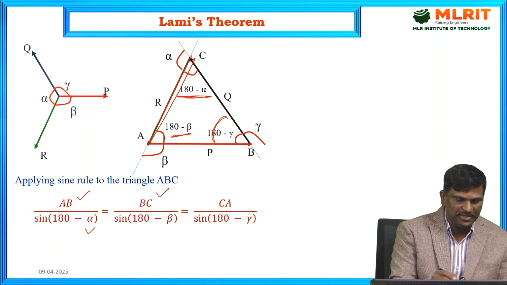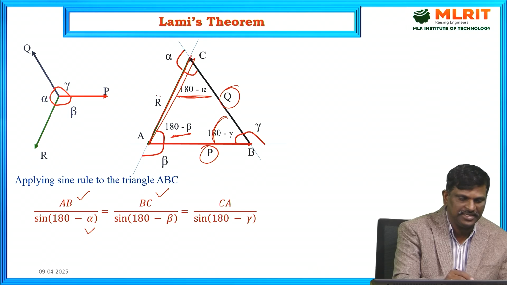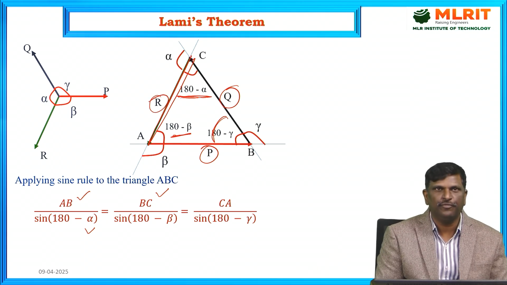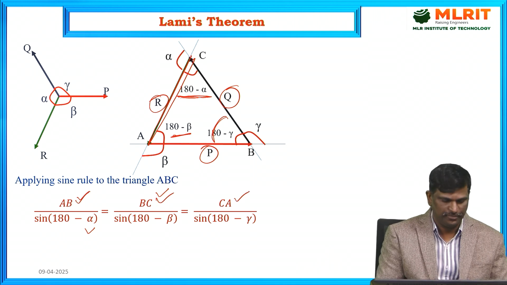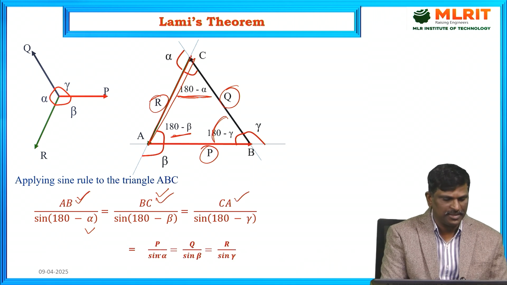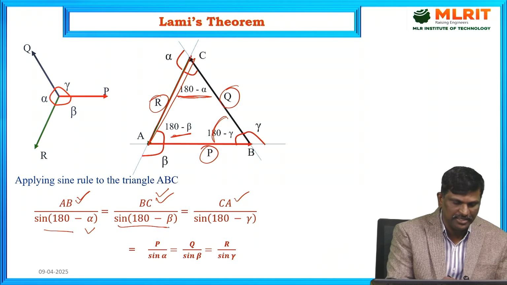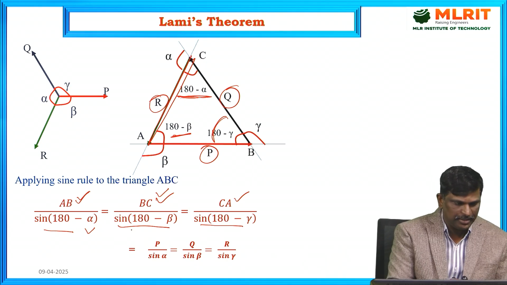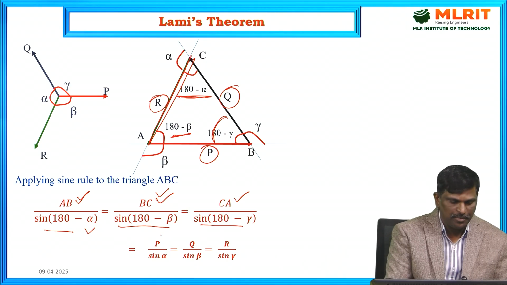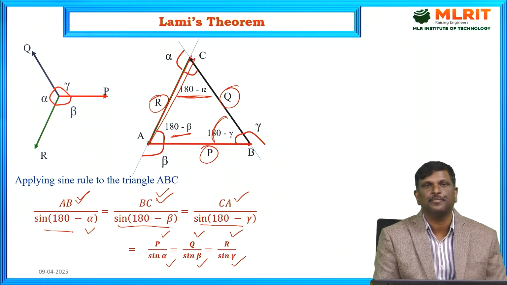Now, AB is representing P, BC is representing the force Q, and CA is representing the force R. Now, let us replace the lengths of the sides of the triangle with the forces. P by sine alpha, here sine 180 minus alpha equals sine alpha, sine 180 minus beta equals sine beta, sine 180 minus gamma is equal to sine gamma. So, finally, Lami's equation is given by P by sine alpha equals Q by sine beta equals R by sine gamma.